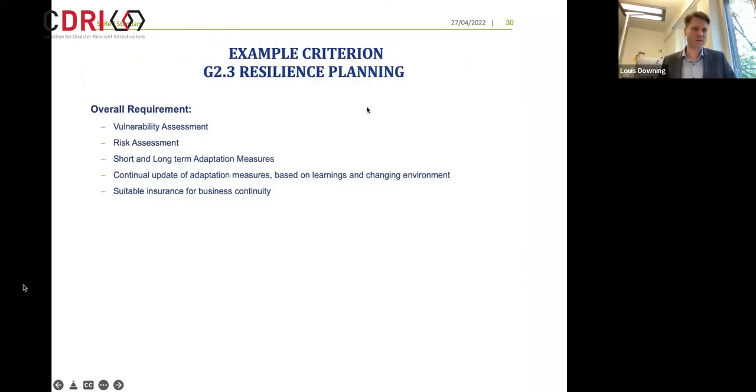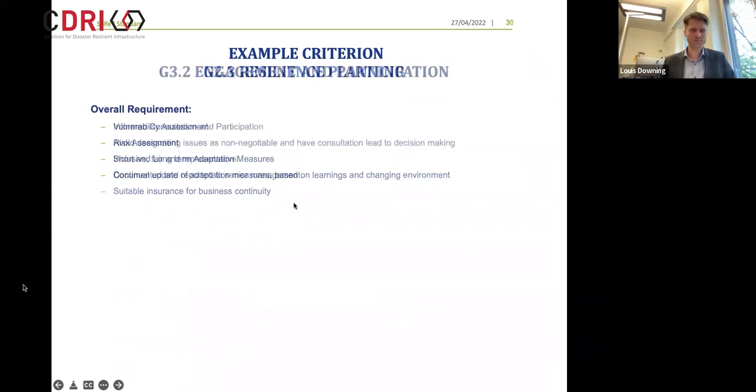So just very quickly then, two example criteria on resilience planning. Some of the requirements of this are to do a vulnerability assessment, a risk assessment, short and long-term adaptive measures, to continually update the adaptation measures based on learnings and changing environment. That includes changing science through time, and then to have suitable insurance in place.